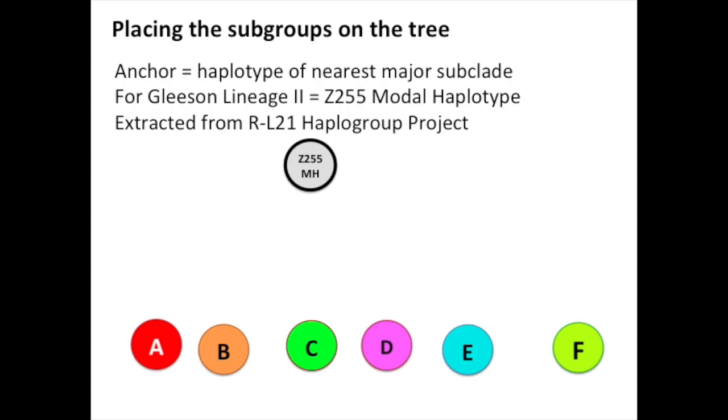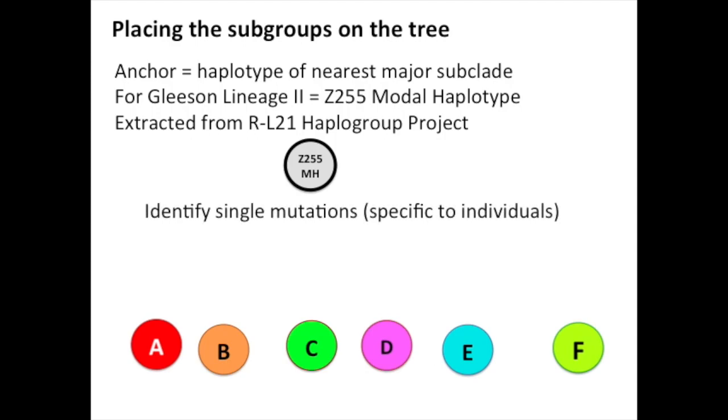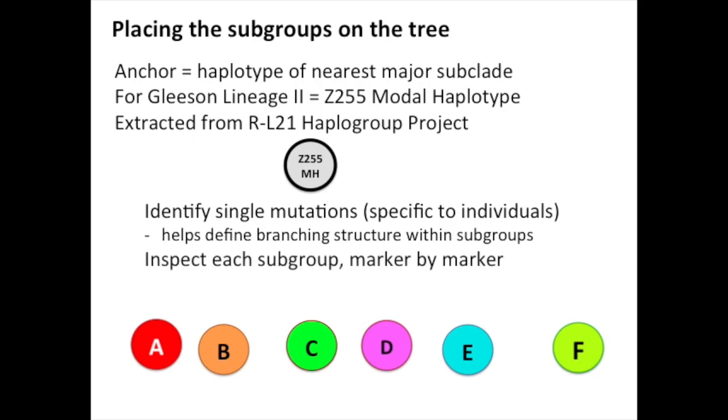Having the Z255 modal haplotype as the anchor, you then identify single mutations within your overall results spreadsheet, because those single mutations that are not shared by anybody else in the project are probably specific to that individual, and you can put them to one side. They will help when you're looking at the branching within a subgroup. The subgroup might have 4 or 5 people in it, and those single mutations will help you place people on different branches in that subgroup.